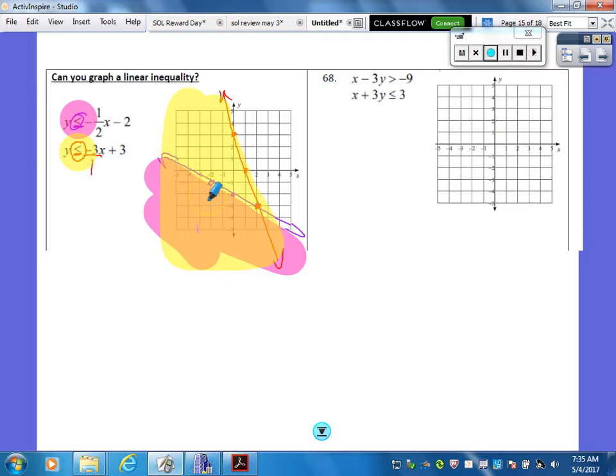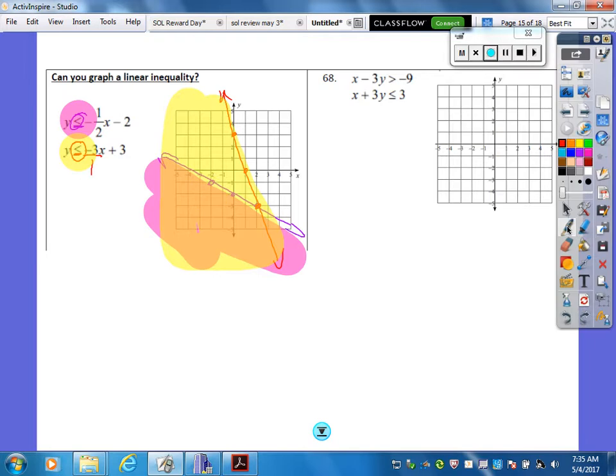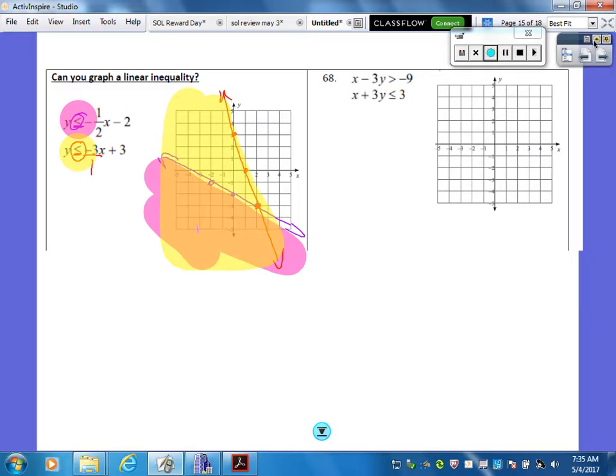So you can see where they overlap, and that's the section we were looking for in an inequality, not just the point they intersect, but the place they overlap. So right here would be our solution area.